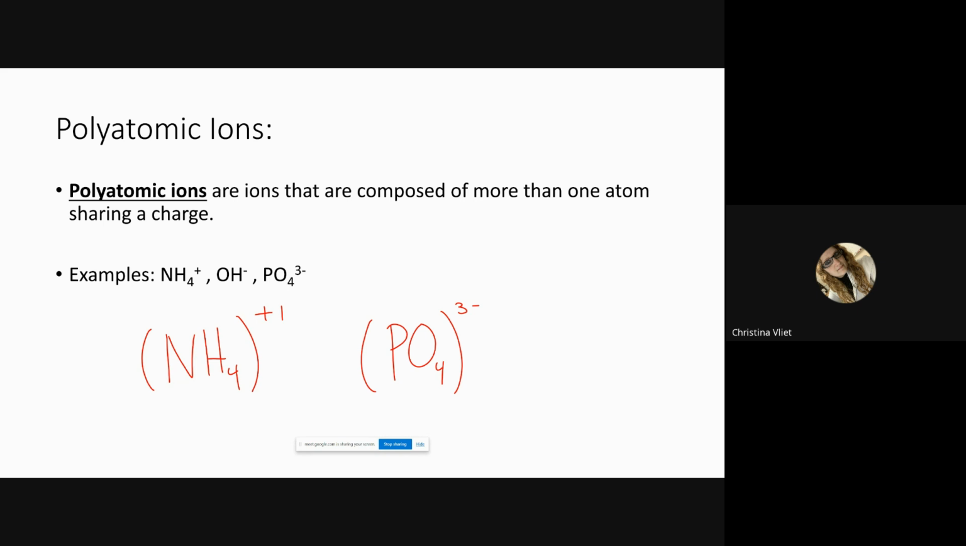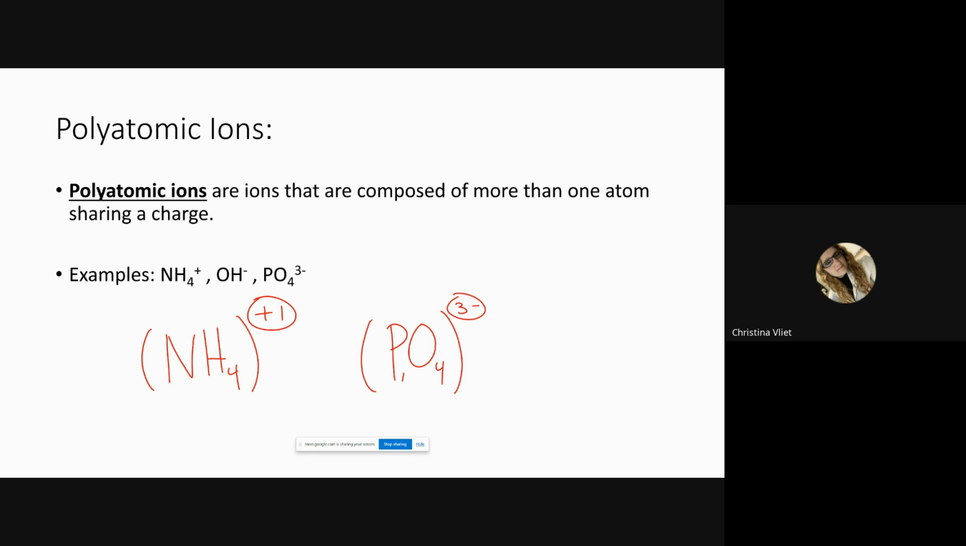So what this communicates is one nitrogen atom and 4 hydrogen atoms. One nitrogen atom and 4 hydrogen atoms have lost one electron combined between them. That's what that states. And here, this says that one phosphorus atom and 4 oxygen atoms together have gained 3 electrons. That's what that states.